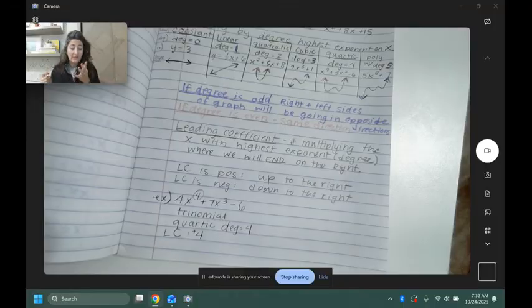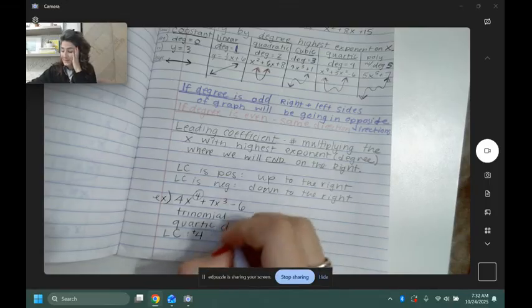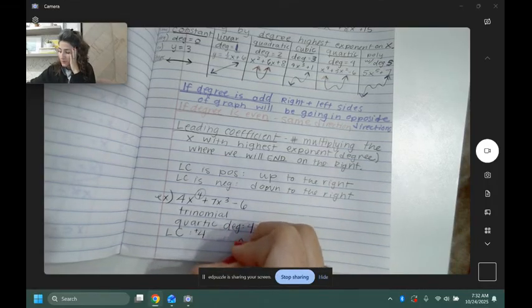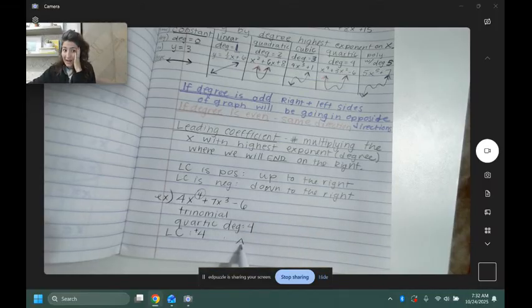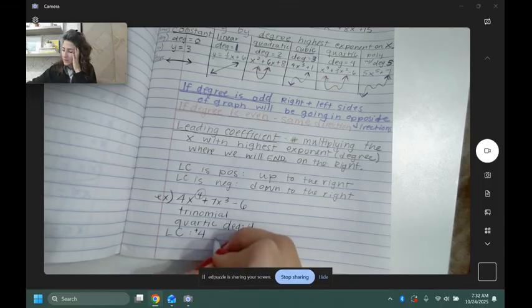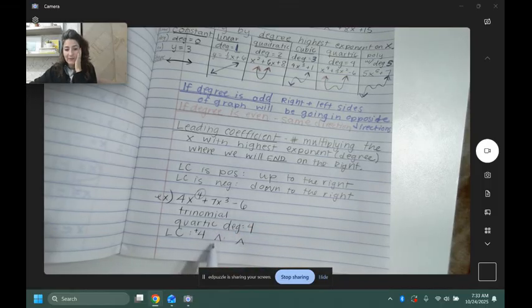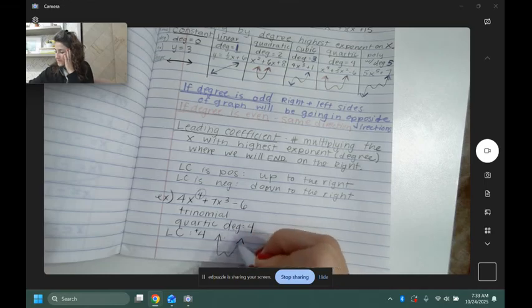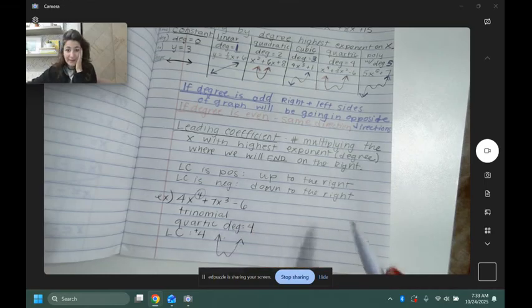So if I'm thinking about my graph before I graph it, because my leading coefficient is positive, I know I'm going to be going up on the right side. Because the degree is even, I know I'm going to be also going up on the left side. It will look something like this.